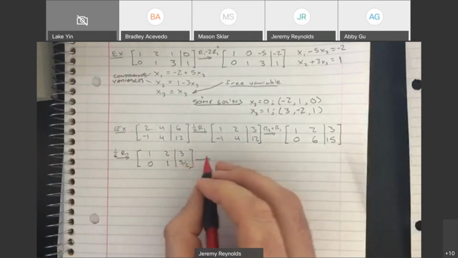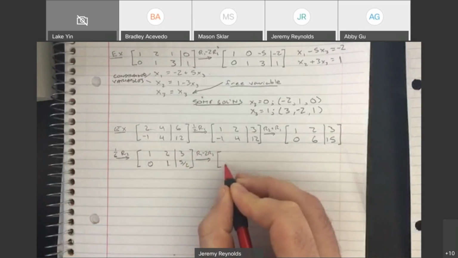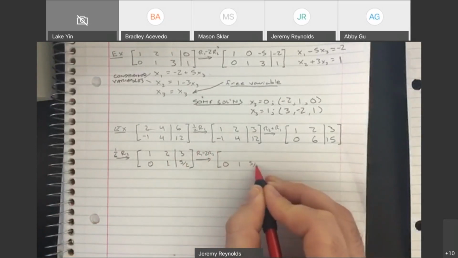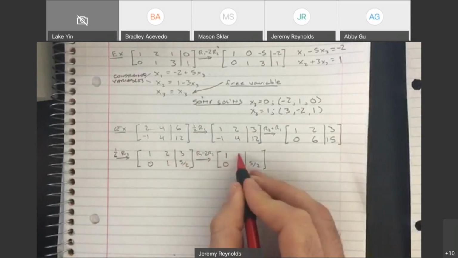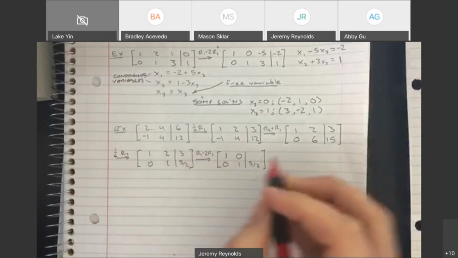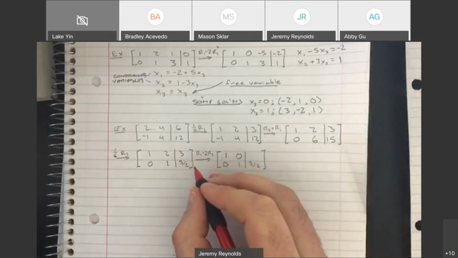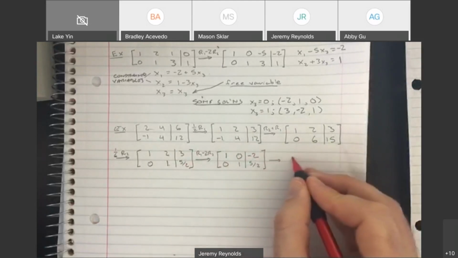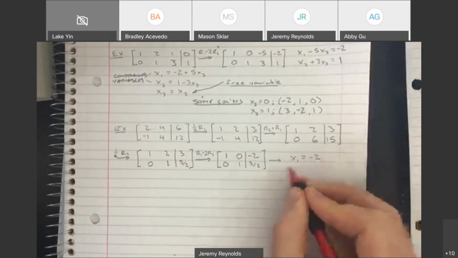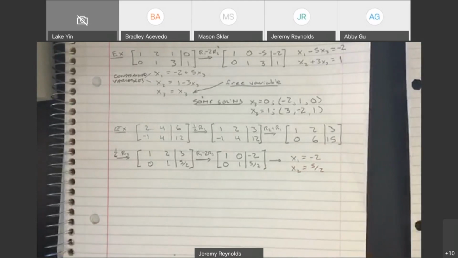So in order to do that, row 1 minus 2 row 2. The bottom row remains the same. And the top row becomes 2 minus 2 times 1. 3 minus 2 times 5/4 will give us 3 minus 5, which is -2. So what does this mean? This means that x1 equals -2 and x2 equals 5/2. So we've solved that system of equations. Okay.